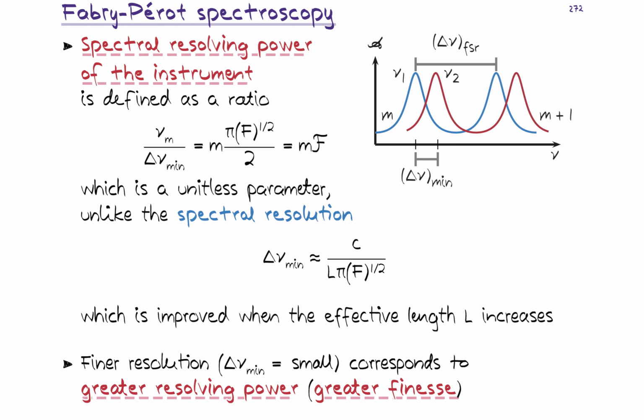So finer resolution, so basically when the delta nu min is small, then this corresponds to greater resolving power and greater finesse. So this is how we say things. When we are speaking about better resolution, finer resolution, we just really mean that we are able to see more accurately smaller changes. So this is basically what it boils down to. And if you're measuring things using a cavity, basically it's the finesse of the cavity that dictates the resolution or resolving power of my instrument.